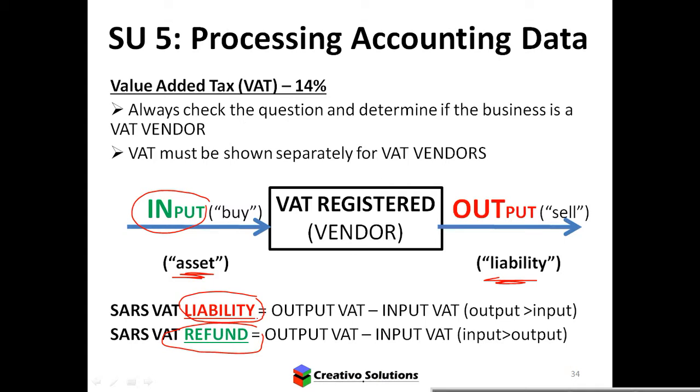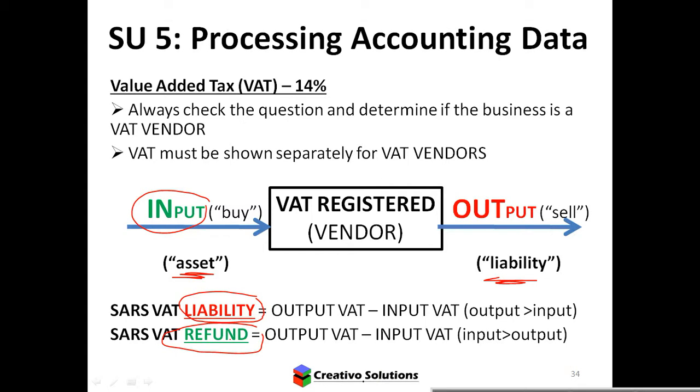But are you still paying electricity? Yes. Are you still paying rent? Yes. Are you still paying stationery? Yes. And all of those things have VAT. So you can claim that VAT, but you just can't pay anything over to SARS. So those types of businesses will actually get a refund. Bread also, milk also, basic food items.